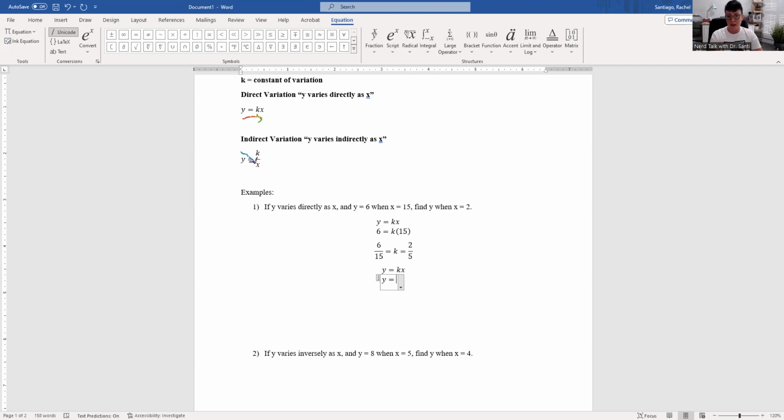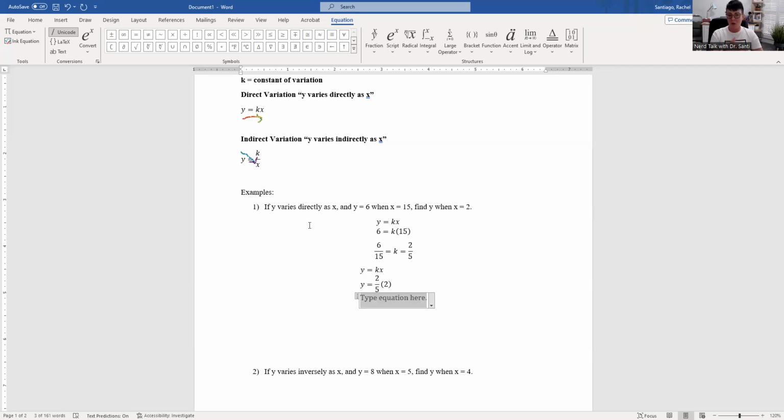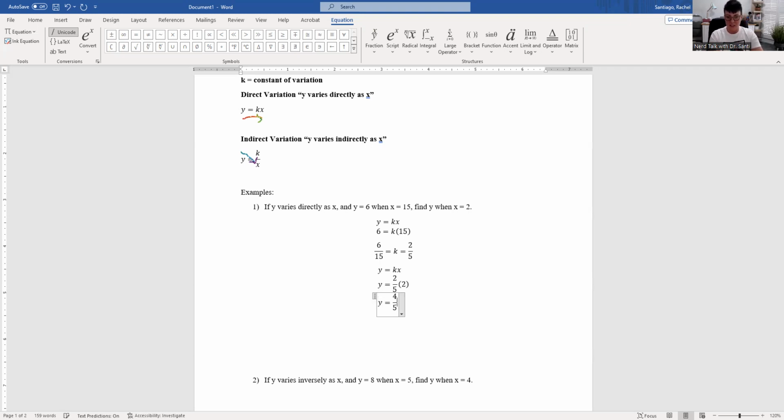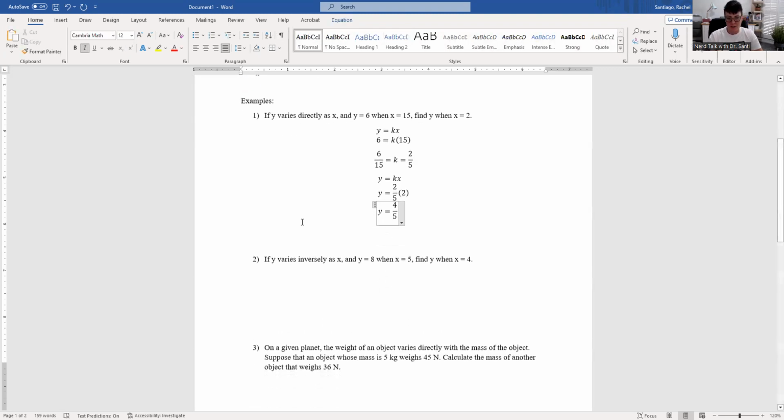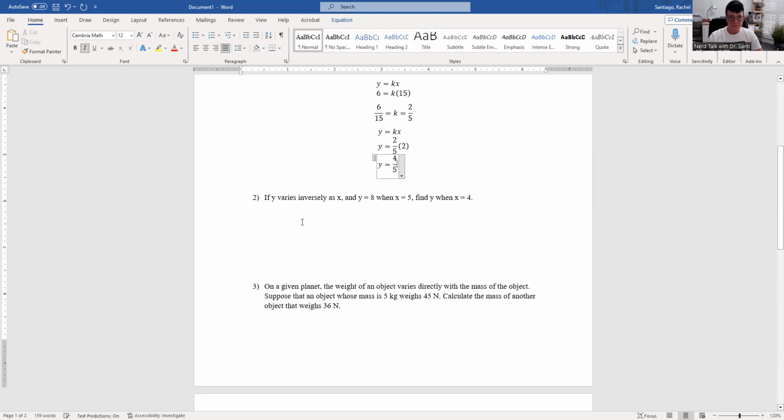Which is totally fine, but we do know K, and that is 2/5, and we do know X. The value of X is 2, because it says find Y when X is 2. We go through the motions and we see that Y is equal to 2/5 times 2, no big deal. That's going to give us 4/5, and we've solved, and that's it. That's direct variation. Let's take a look at an indirect variation problem.